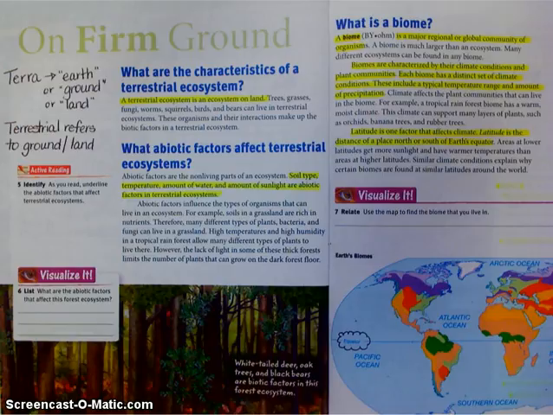Areas at lower latitudes, close to zero, meaning closer to the equator, get more sunlight and have warmer temperatures than areas at higher latitudes, like 50 degrees, 60 degrees north or south. Similar climate conditions explain why certain biomes are found at similar latitudes around the world. I'm going to pause this so we can look at the map at the bottom of page 515 because I have some questions for you.